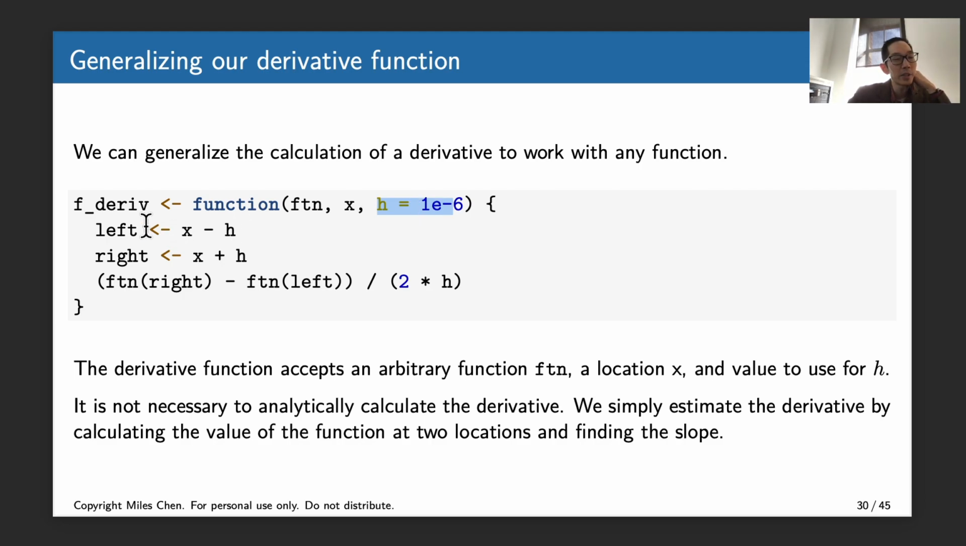And then I'm going to just say, what is my left-hand side? That's going to be x minus h. What is my right-hand side? That's going to be x plus h. And then whatever function we have here, we're going to calculate the function at the right-hand side minus the function at the left-hand side, divided by 2 times h. And that's going to be my derivative approximation.